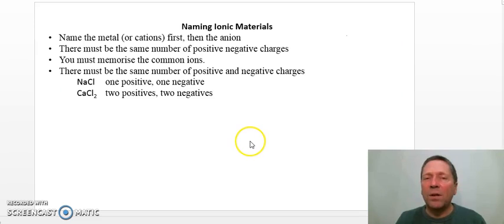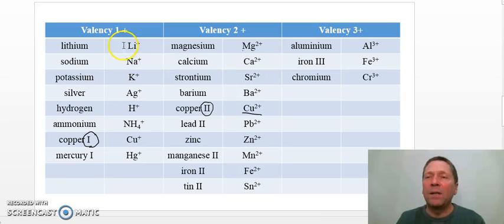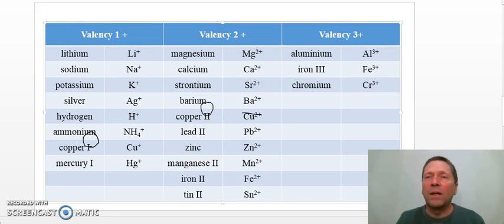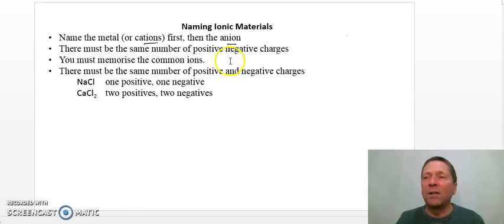Now, when we name these ionic materials, you always put the name of the metal first, and then the anion. So the cation goes first, and then we get the anion after that. So, for example, looking back here, we could have lithium. We'll get lithium fluoride. If we wanted to name lithium fluoride, we put the lithium first and then the fluoride ion.